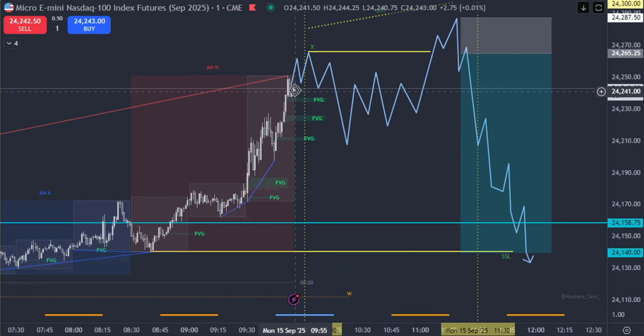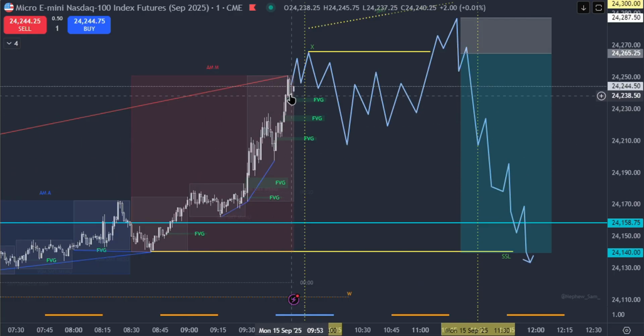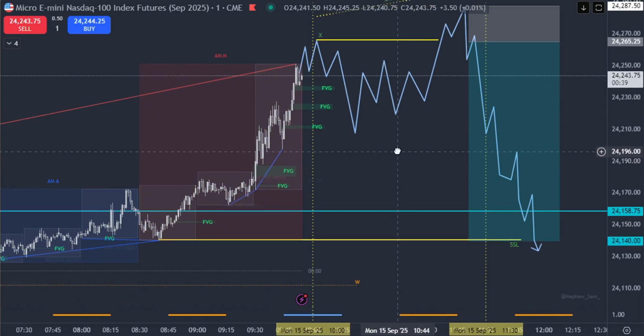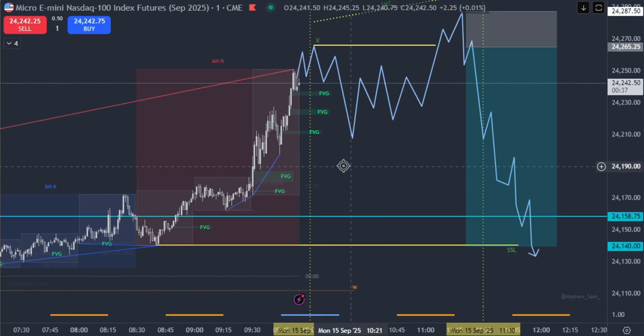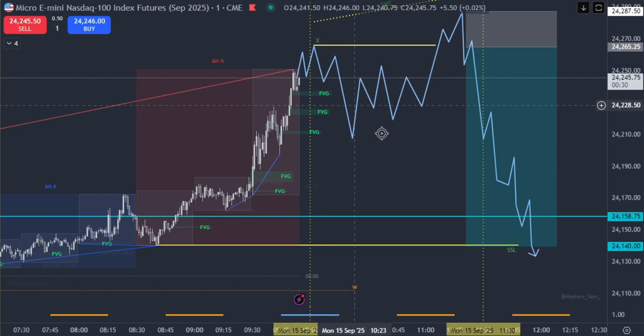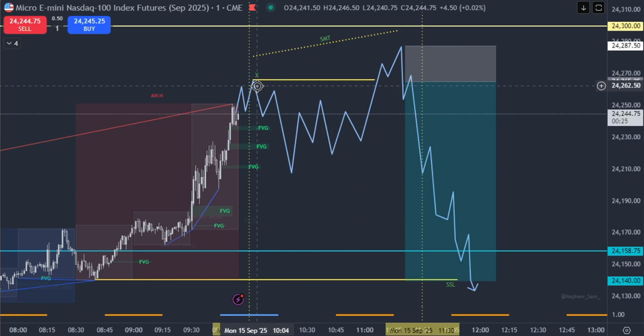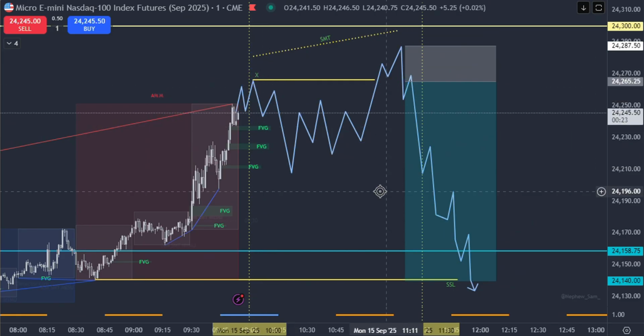But in this scenario right here, I would not look for shorts. We're just in the middle of nowhere. What would I do? I would look for a long, but how would I look for a long, right? So I gave you the scenario of how I would look for a short. I would wait for the next 90-minute cycle.